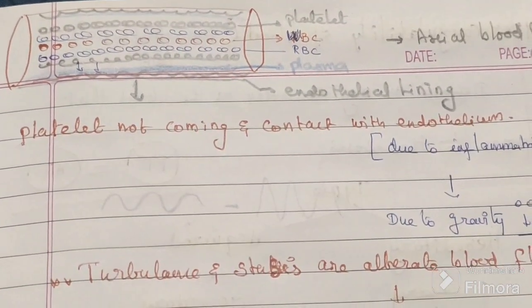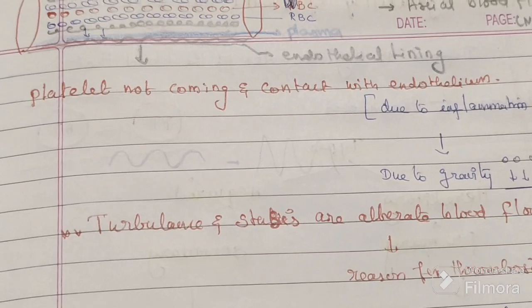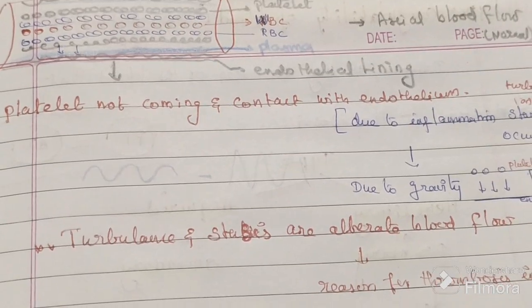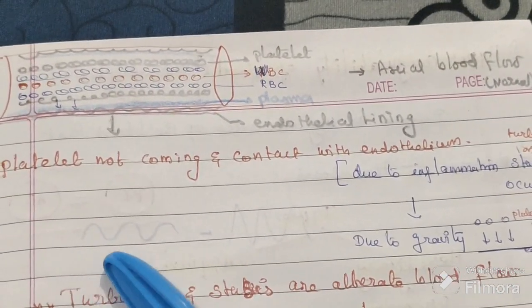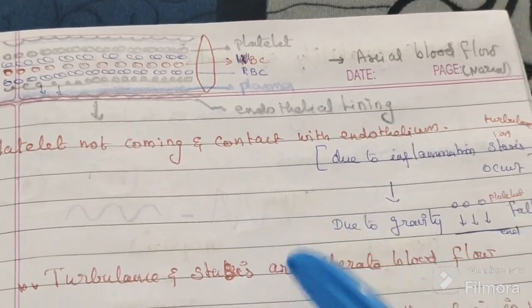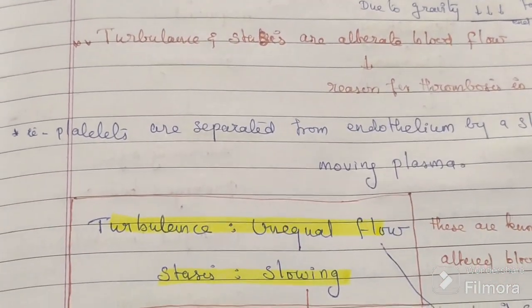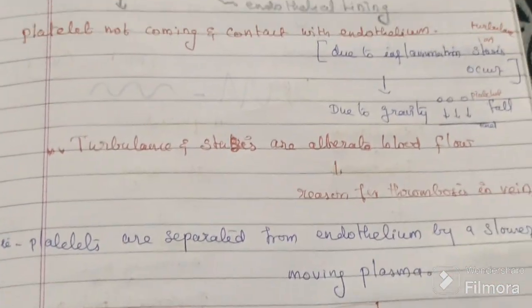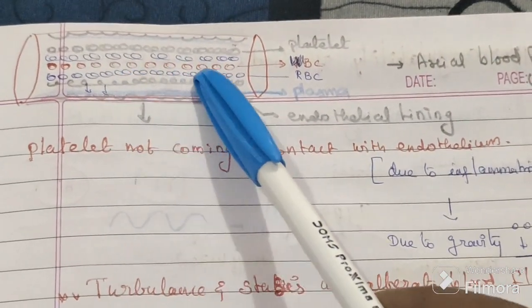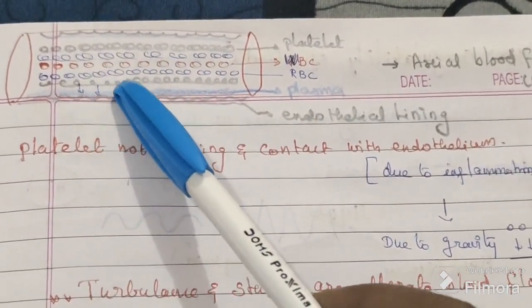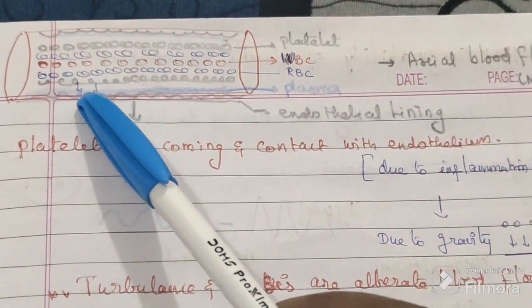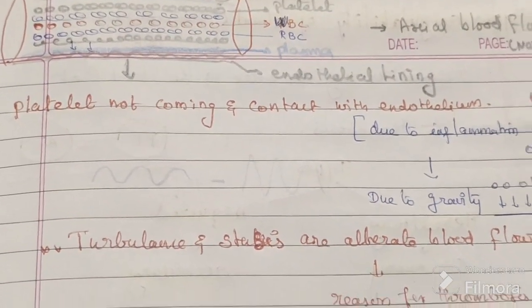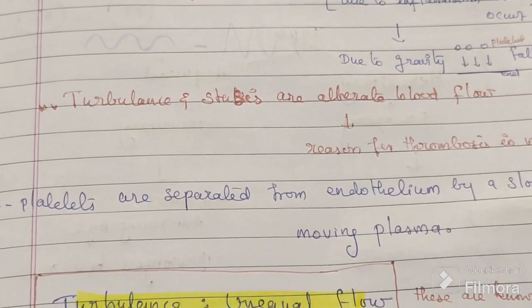So because of alteration of blood flow, there are two types of blood flow. One is turbulence, that means unequal. Second one is stasis, that means slowing. So normally blood flows like this, and it may be turbulent like this. Due to gravity they will fall. So due to gravity, the platelets moving here will fall down. So the platelets will fall, migration. So here migration, turbulence and stasis are the altered blood flow.